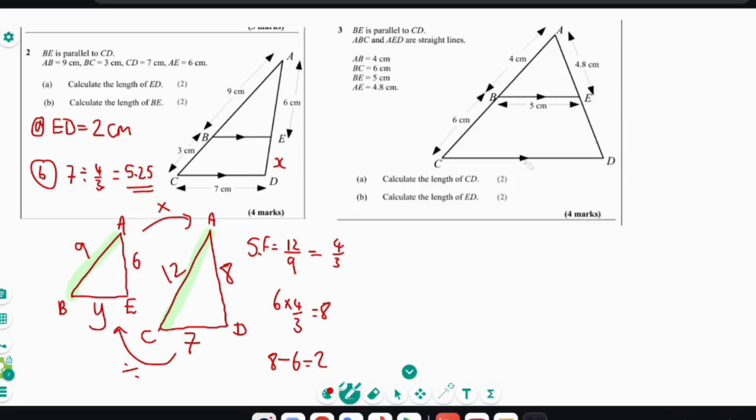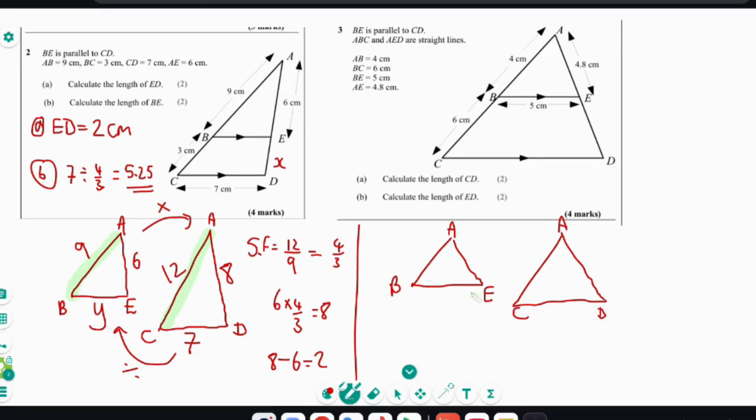Okay, question 3. Let me draw out the triangles. Excuse the wiggly lines. ABE, ACD. We've got 4. AC is 4 plus 6, which is 10. AE 4.8, BE 5.